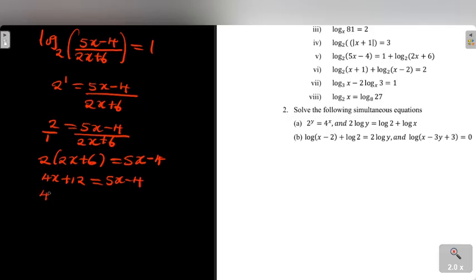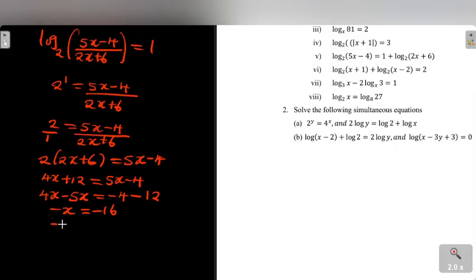Then 4x. Then we'll collect our like terms. So positive 5x will cross an equal sign. So we'll bring it to this side. So it will be a negative. Then this will be equal to negative 4 minus 12. That positive 12 will cross an equal sign. So therefore it will be negative. Then 4x minus 5x, this is negative x, which is equal to negative 4 minus 12, this is negative 16.